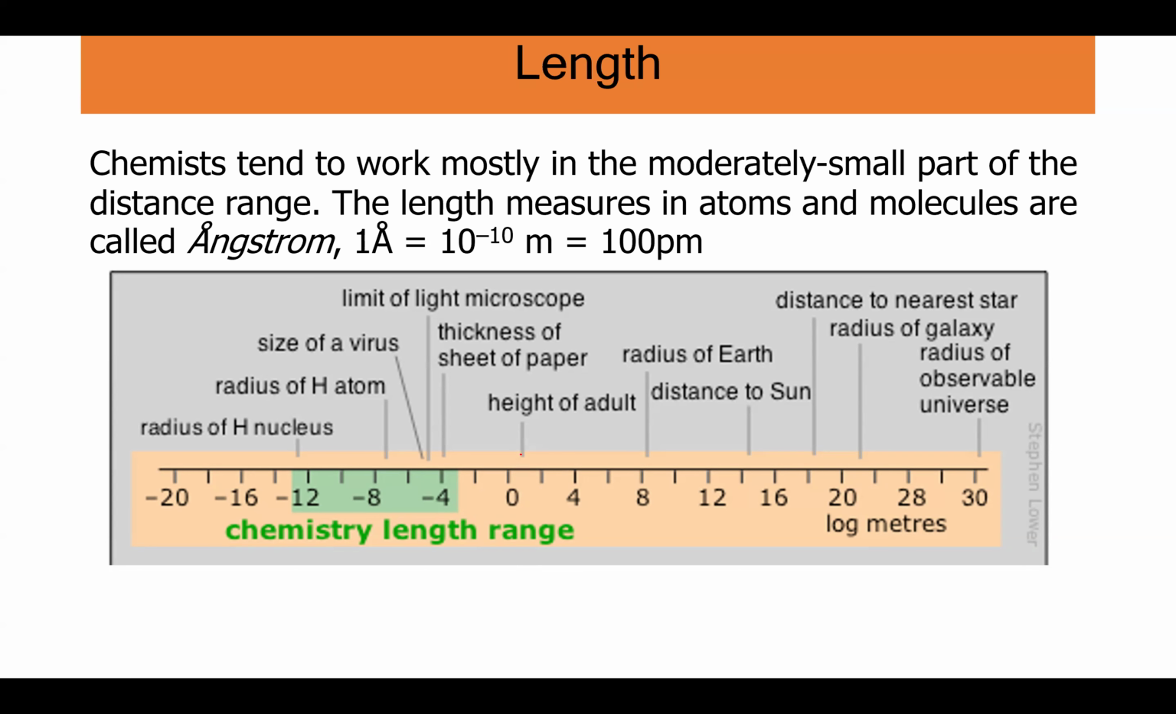The thickness of the paper is about 1 times 10 to negative 4 meter. That will be 0.0001 meter. That is the thickness of the paper. So the size of a virus, that's about 10 to negative 6, I think. That's the size of a virus.